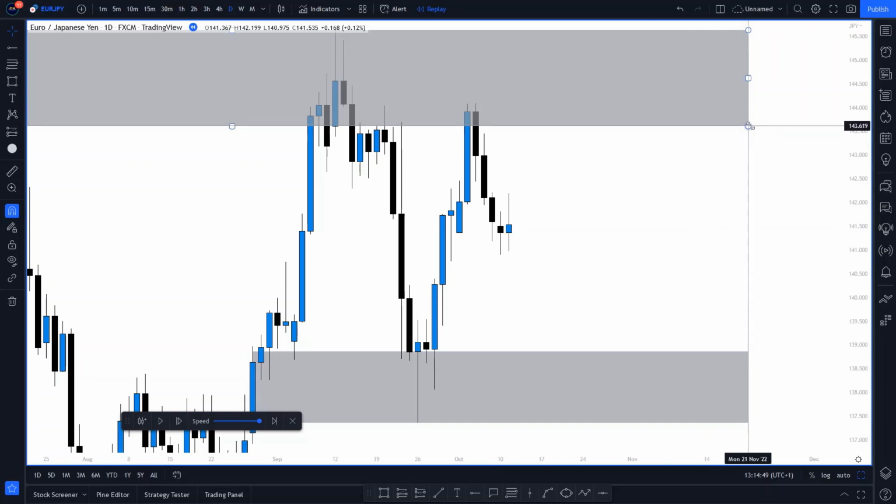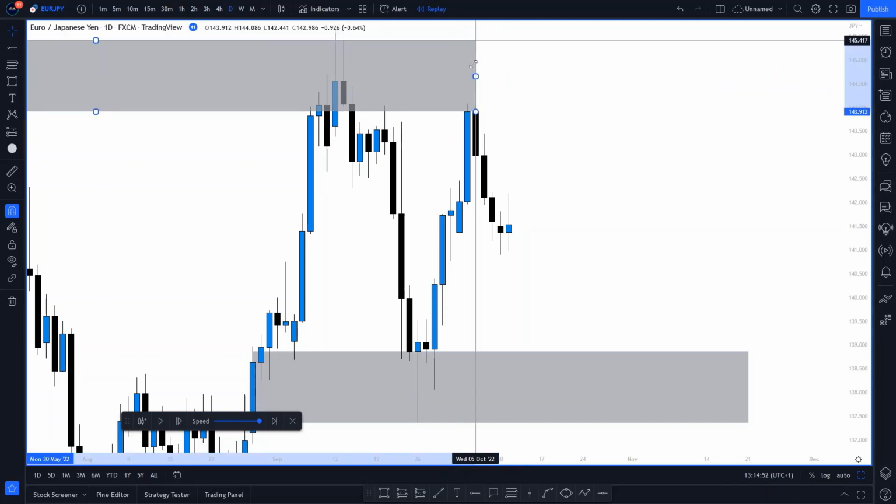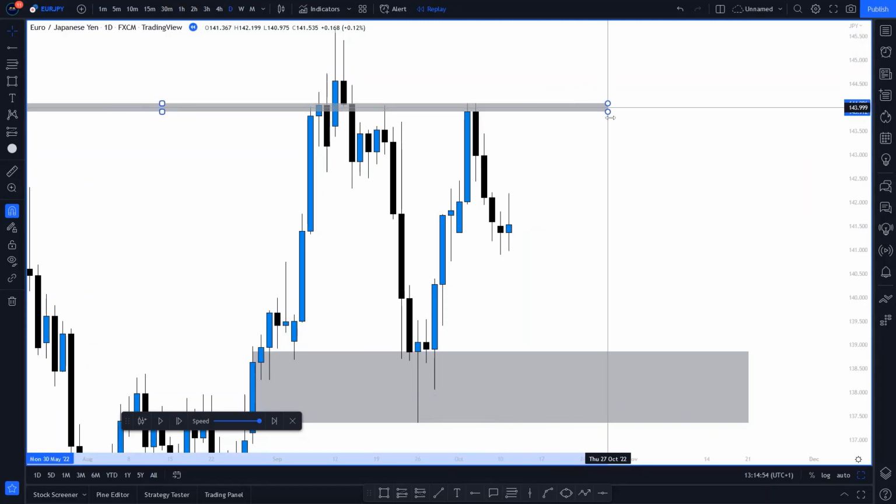It's pretty much, as I'll show you right now, just the space up here. So the high zone for the previous week was that right there. So that was the previous week's high.